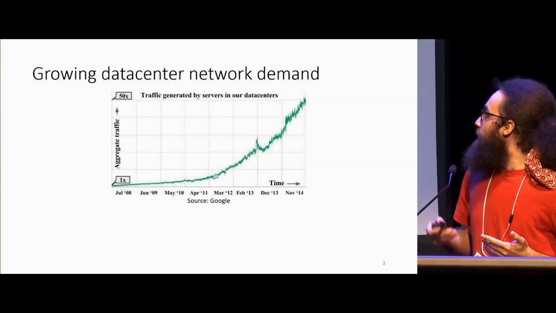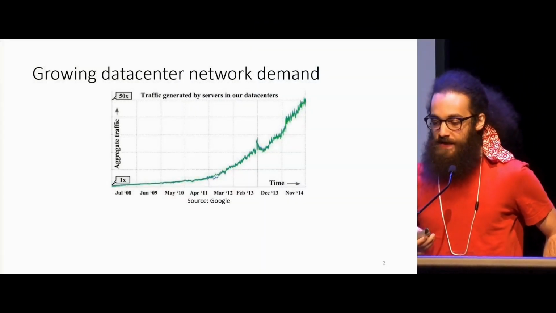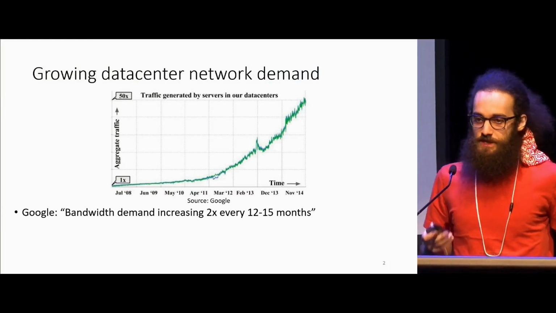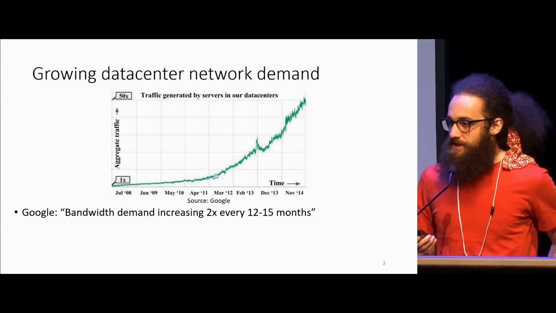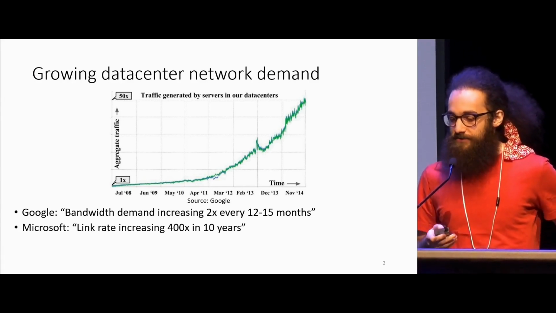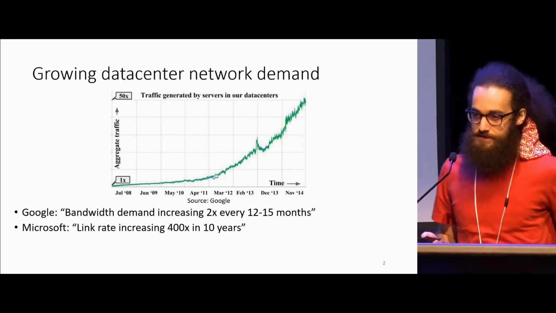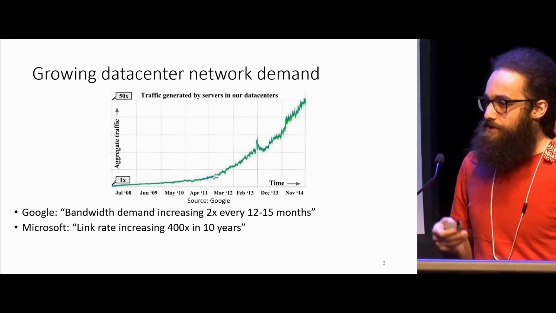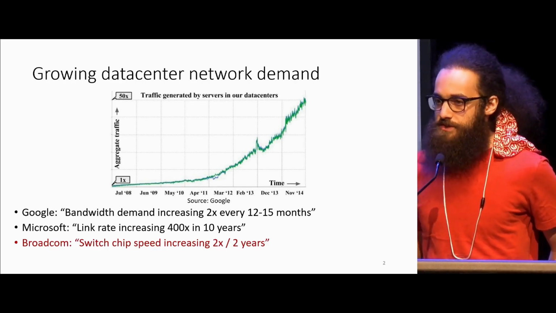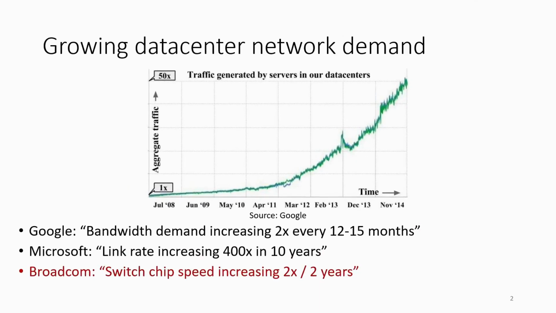Well, we all know our data center network demands are growing exponentially. Google reports that their bandwidth demand in their data center networks is doubling almost every year. Microsoft has shown similar scaling. The link rates that they're deploying have increased by 400 times in 10 years. But at the same time, the switch chips that we're using to implement our networks are doubling in speed every 2 years, which corresponds to Moore's law. And it's worrying that even this slower scaling might be hard to keep up, because the semiconductor industry is having trouble keeping up with Moore's law lately.